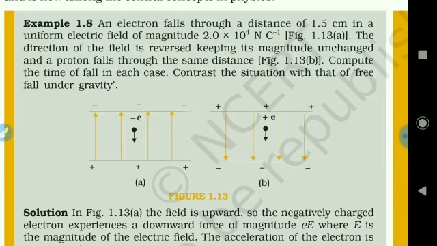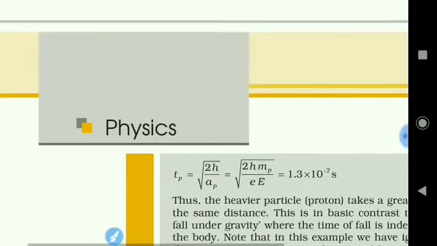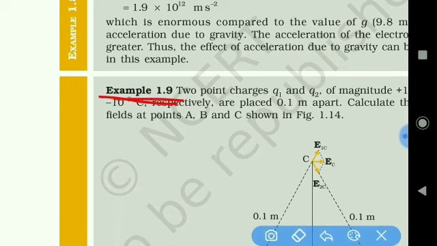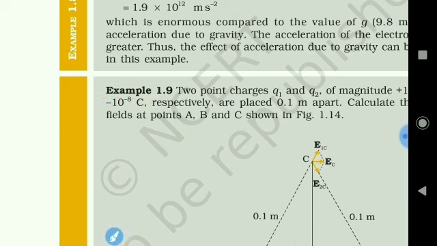Now students, today we will solve example number 1.8 and example number 1.9. Before we start these two examples, let us first revise the previous topic.